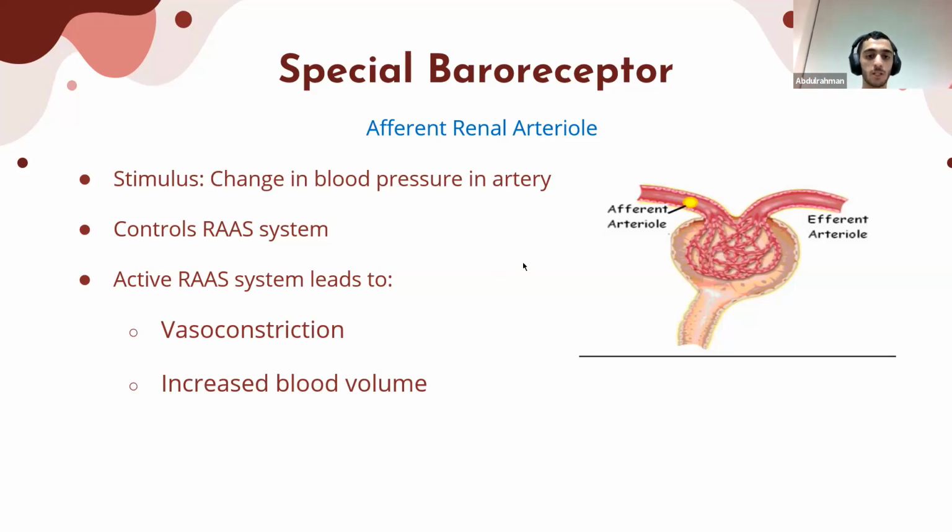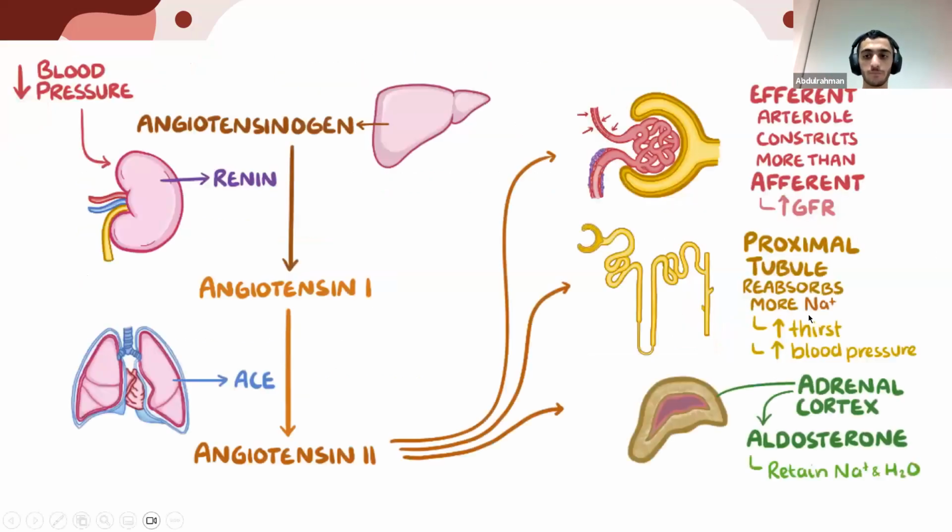And if we have a low blood pressure, do you have more or less firing? I don't think you really need to know about the firing of this one. Just know that if there is a decrease in blood pressure or blood flow through the afferent arteriole, there's going to be compensation by vasoconstriction and increasing blood volume through the RAAS. So one last time: if there is a decrease in flow through the afferent arteriole, which is an indicator of low blood pressure, the compensation is going to be by constricting and increasing the blood volume through the RAAS system.